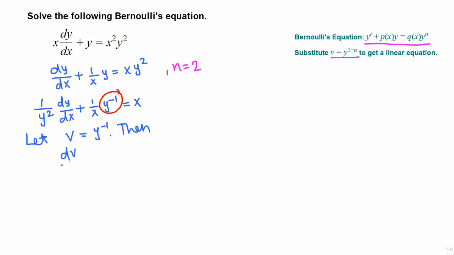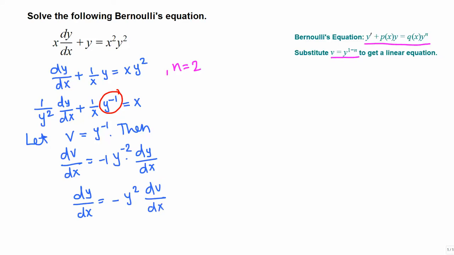Then dv/dx is negative 1 y, by the power rule, to the power negative 2, times dy/dx. Okay, let's isolate dy/dx. So divide this by negative 1 y to the negative 2, so negative, and 1 over y to the negative 2 is y squared, dv/dx.